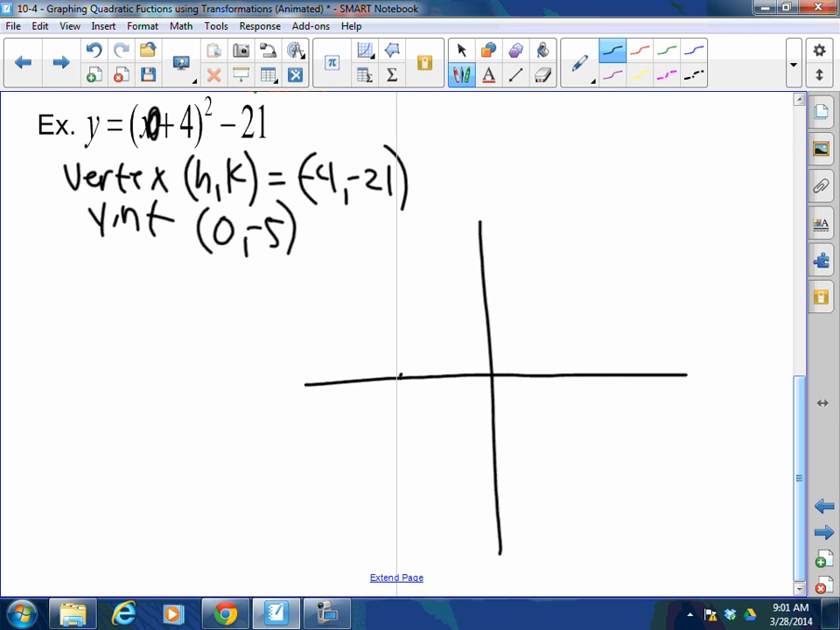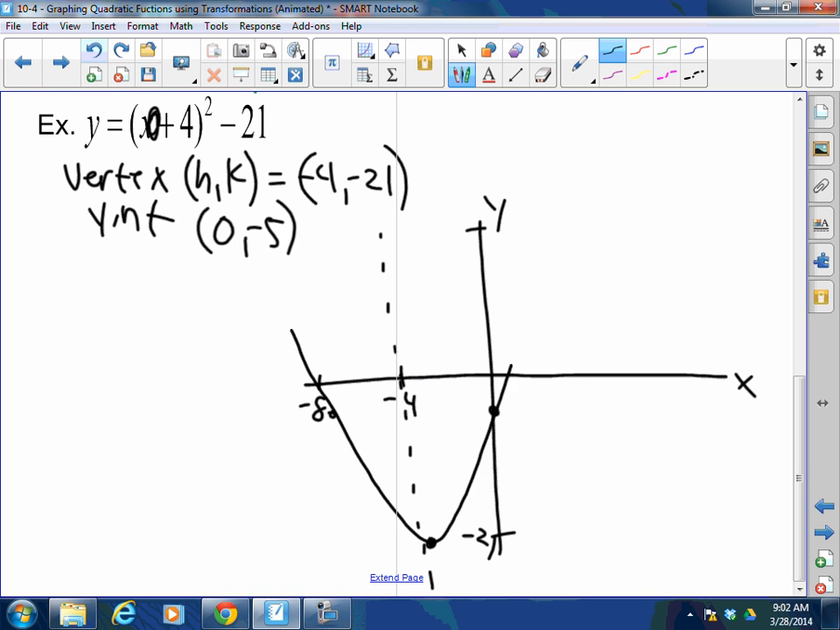Just real quick, let me do a little sketch here to show you. So negative 4, negative 21 is here. 0, negative 5 is here. My axis of symmetry, okay? I went 4 to the right, go 4 to the left, and that would be my graph. Perfect and accurate and beautiful. Does that make sense?